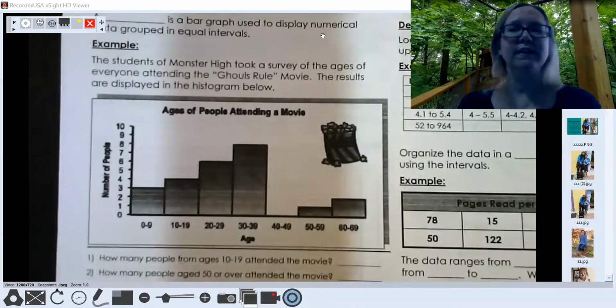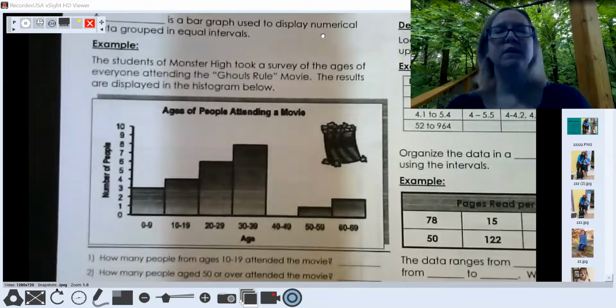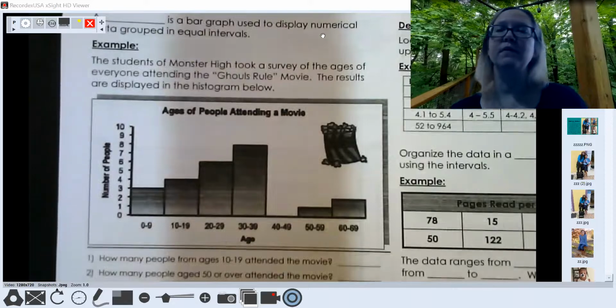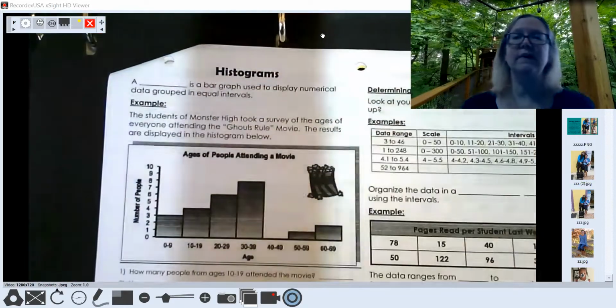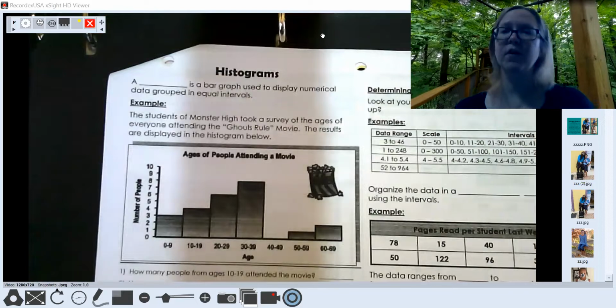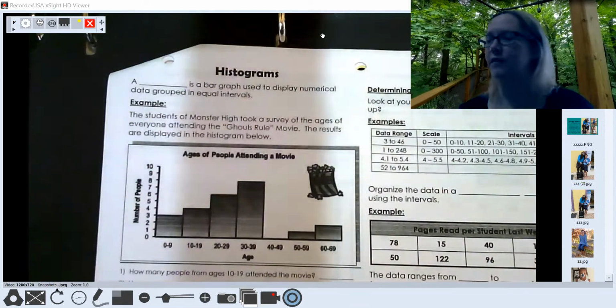Okay, so that was frequency tables. Next, we're going to look at histograms. Frequency tables and histograms are kind of linked because often you would want to make a frequency table of your data before creating your histogram. It just makes it a little bit easier to do.